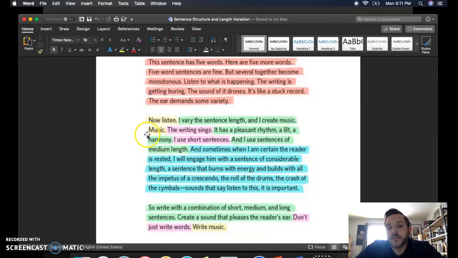Pause. Never do this. Never repeat a word like this because that's very distracting to the reader and you never want to distract the reader. Okay. So now listen. I vary the sentence length and I create music.